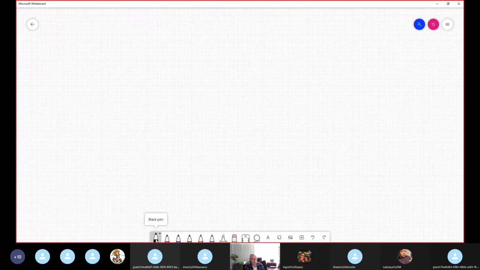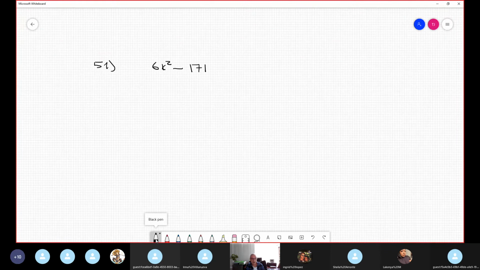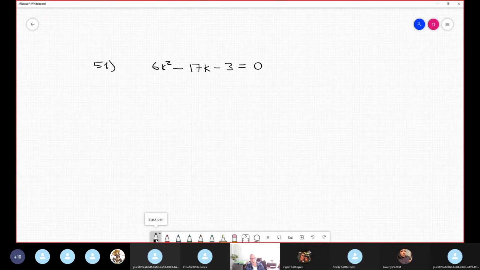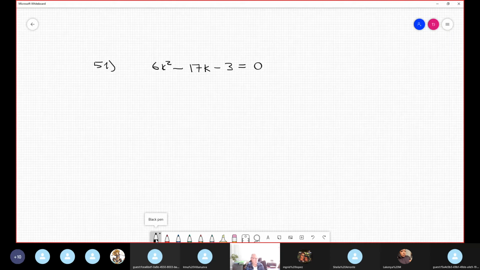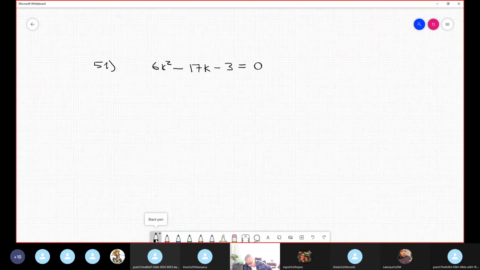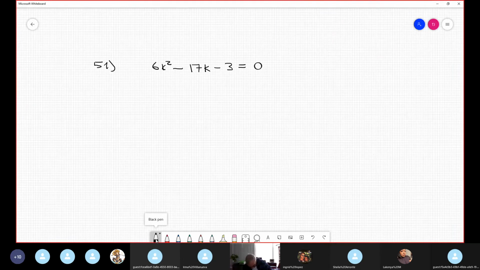51. Now, 51 is 6k squared minus 17k minus 3 equal to 0. Quadratic equation. We cannot solve it in the traditional way for the linear, and we solve it by factorization. You are learning with me; maybe in high school you learned another way. I suppose in chapter 5 I explain again. But so far we are doing it by factorization because I want to illustrate the application of the factorization.